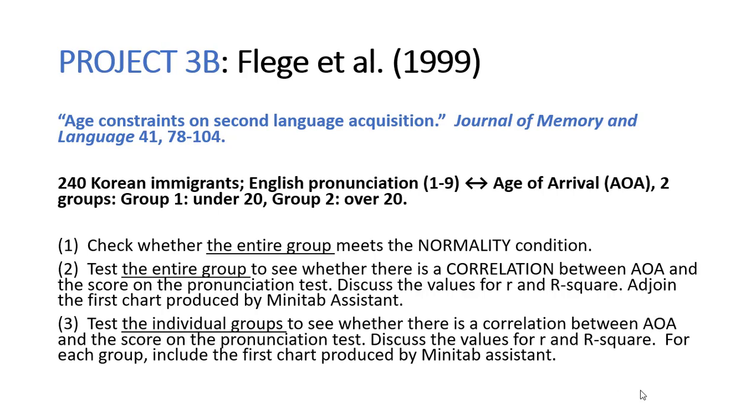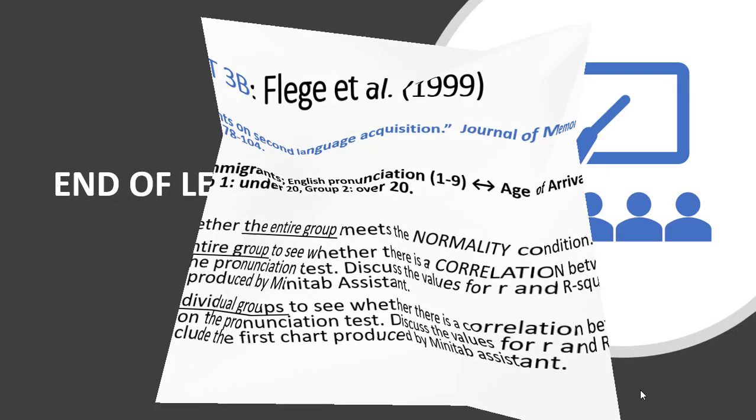Third task, you're going to test the individual groups to see whether there is a correlation between the age of arrival and the score on the pronunciation test. Then you're also going to discuss the values for R and R square for each group, and you're going to include the first chart produced by the Minitab assistant.